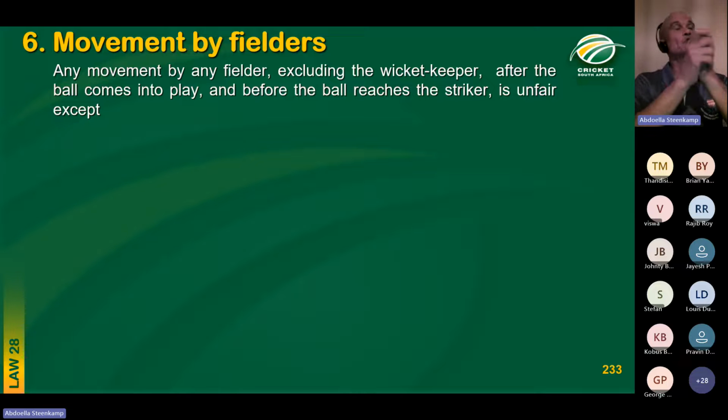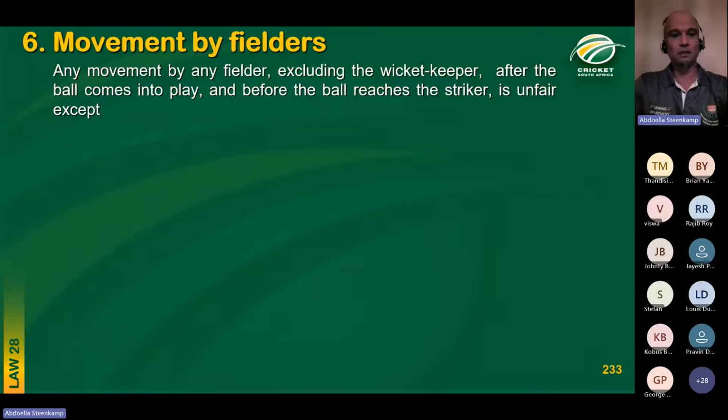In the previous law, we covered movement by the fielders, movement by the wicketkeeper. What is allowed by the keeper, what is not allowed. When it comes to fielders, what is allowed according to the laws, what is a fielder allowed to do and what is the fielder not allowed to do? So the law tells us that any movement by any fielder, and we're not referring here to the keeper because we've covered the keeper in the previous law, we're now referring to the other 10 fielders.